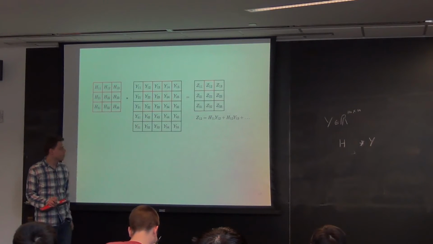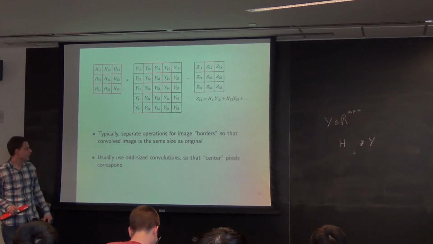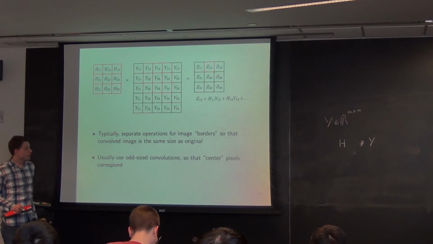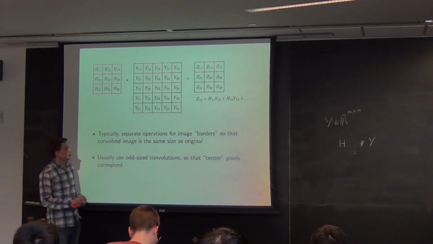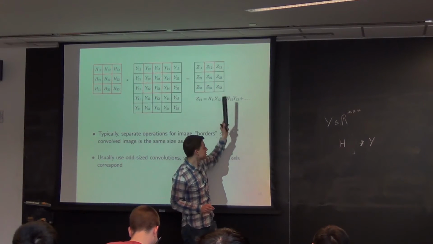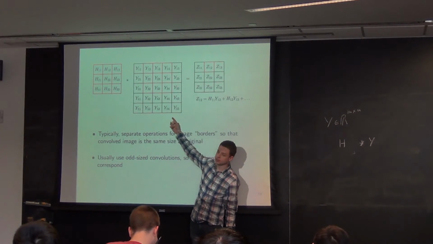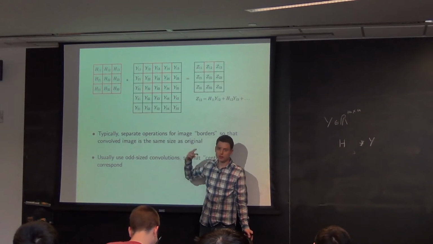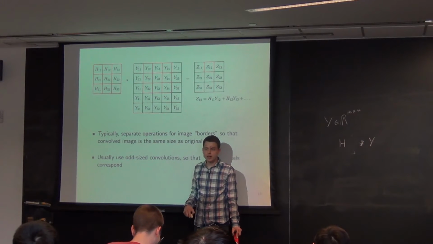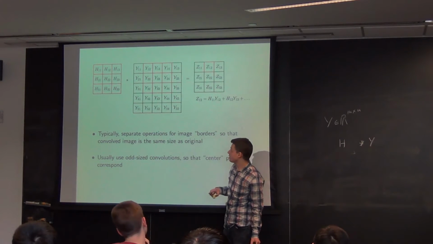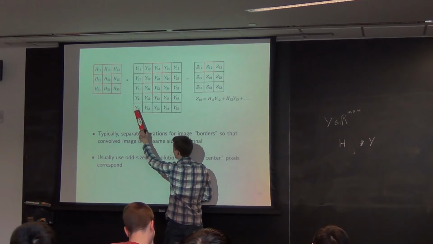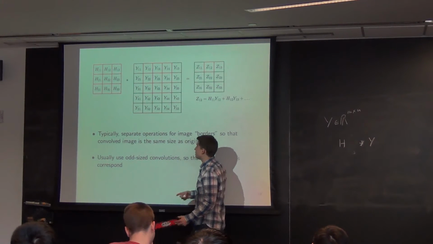Okay. Now, in general, people actually typically do this a little bit differently, such that the output image is the same size as the original image here. It's a little more convenient if it doesn't shrink every time you apply another convolution. That kind of gets annoying quickly. And all that people really do then is that for all the borders, they'll have a slightly different convolution.